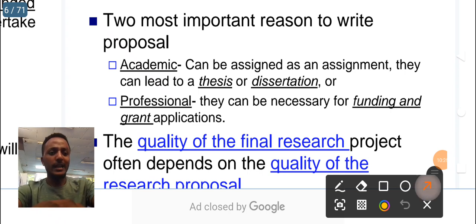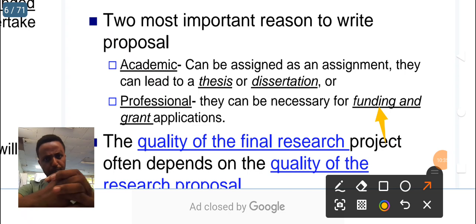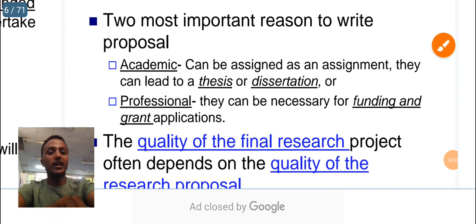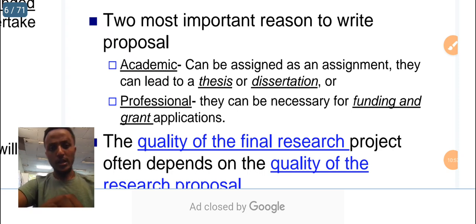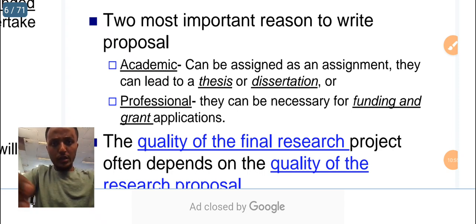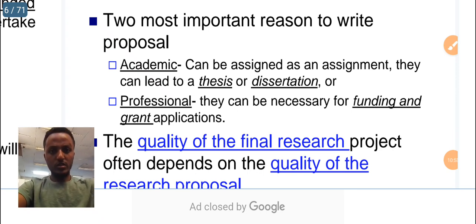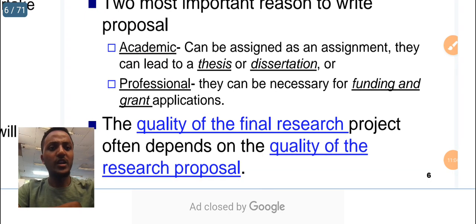Another is academics. In academics, they are conducting proposals not only for paper satisfaction, but also for fulfillment and for specific funding in thesis and dissertation, for their specific academic qualifications. For that research, a specific proposal has to be given to a consulted body to be approved to conduct the research. The quality of the final research project often depends on the quality of the research proposal.